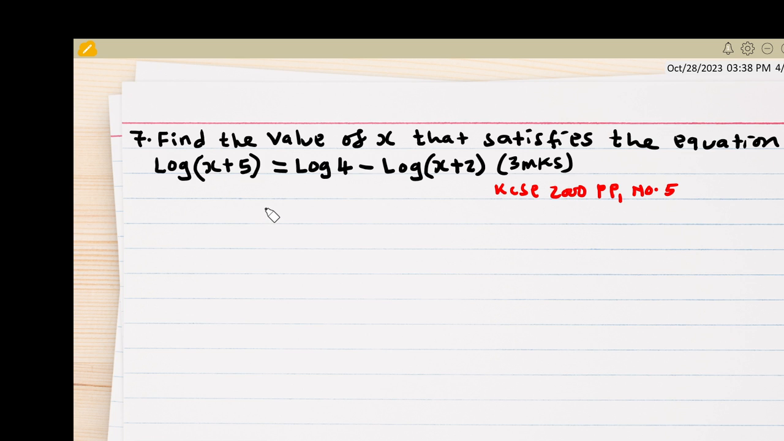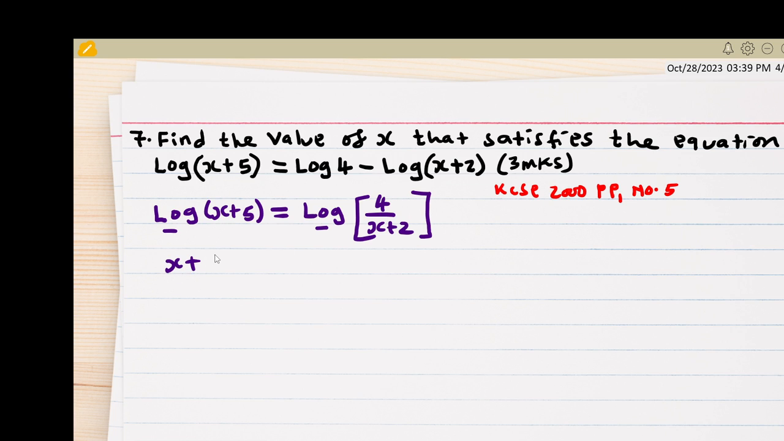So applying the laws of logarithm on the left hand side, I'll simply have the log of x plus 5, being equal to, when you subtract you have to divide, so this will be log of 4 divided by x plus 2. Whenever we subtract in logarithm we have to divide. So remember, when you remain with one log on the right and the left hand side, you simply drop the log. So this will be x plus 5, which should be equivalent to 4 divided by x plus 2.